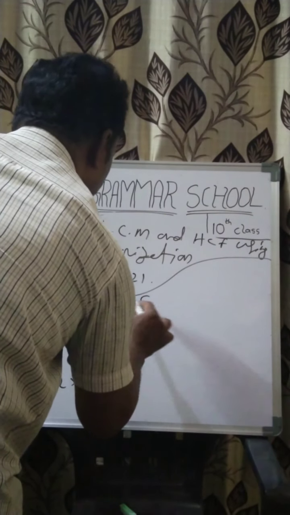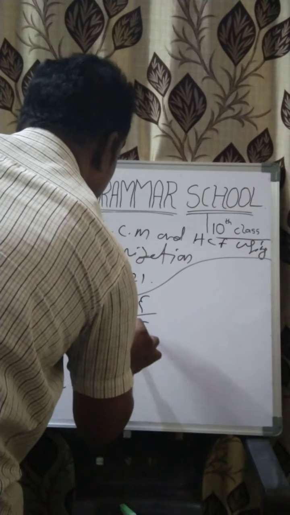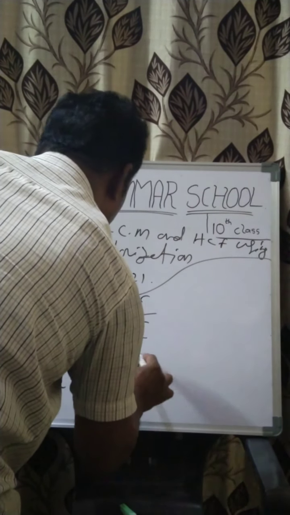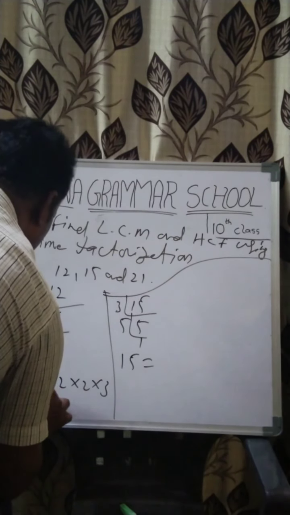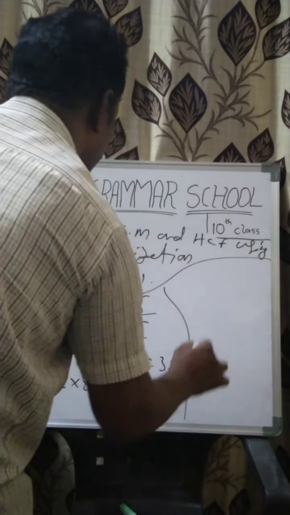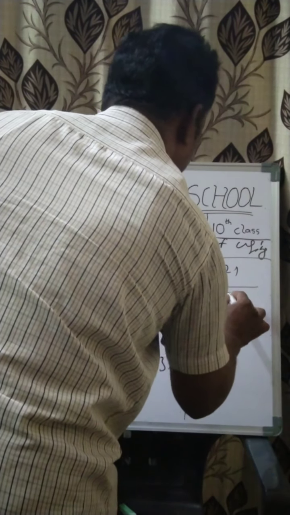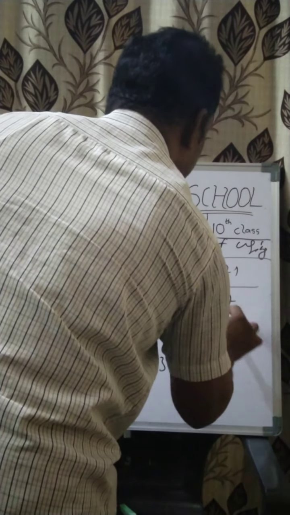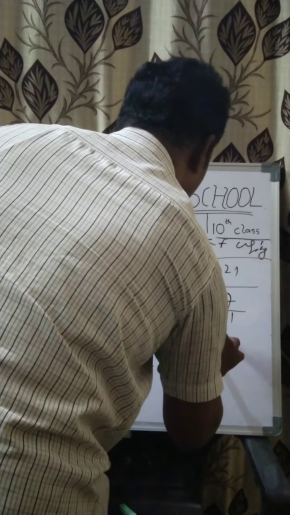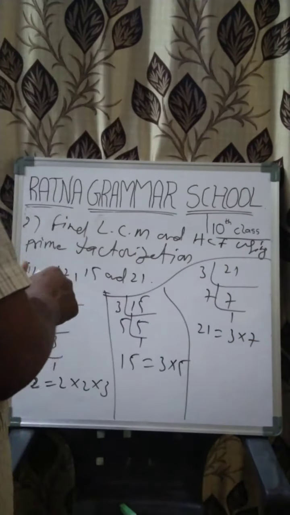Second, 15. So 15 divided by 3. 3 fives are 15, 5 ones are 5. So 15 is equal to 3 into 5. Again 21: 3 sevens are 21, and 7 ones are 7. So 21 is equal to 3 into 7.